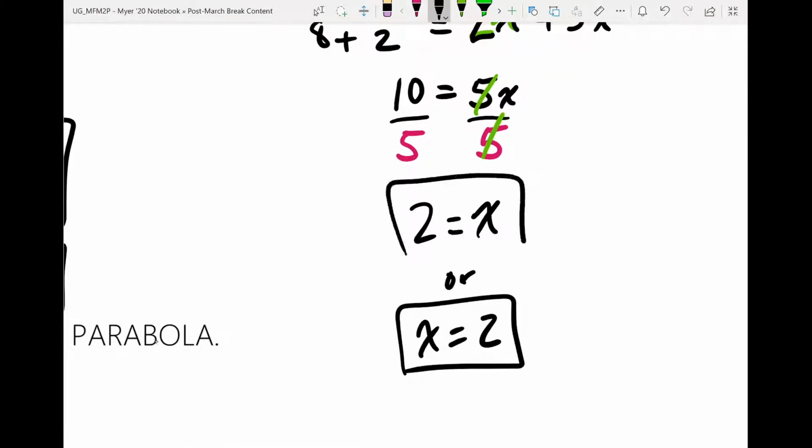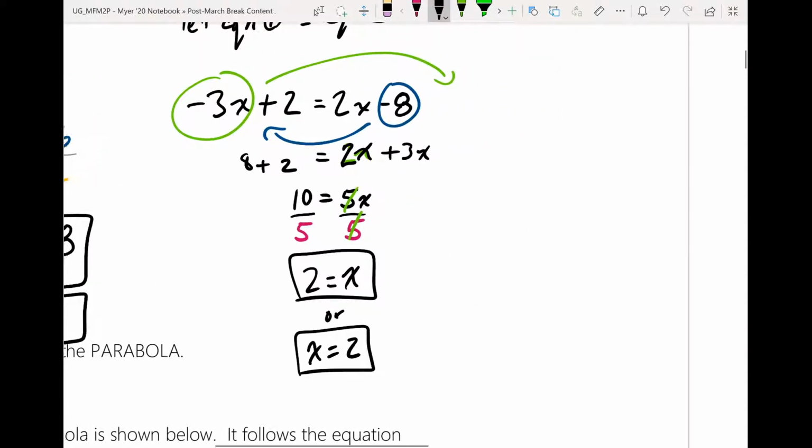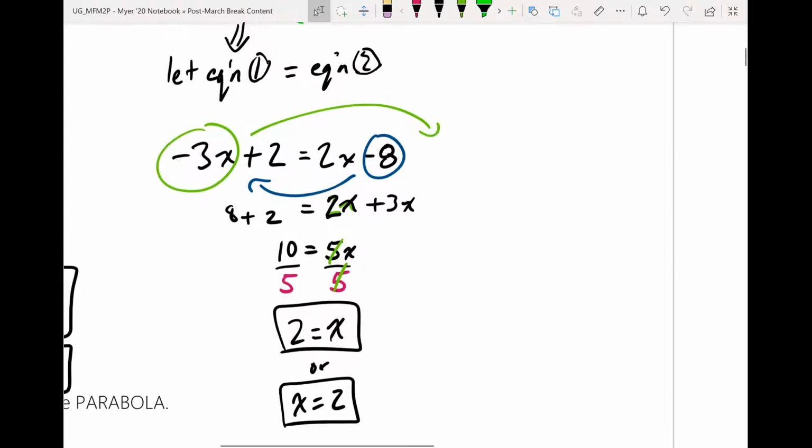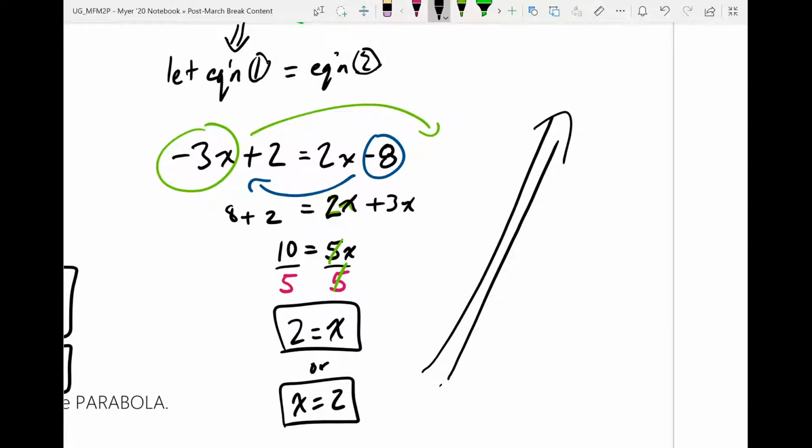It's the same thing. All right, so when we have an x value, basically what we're doing is solving for the point of intersection, so we're getting coordinates. So if we know the x value, we need to solve for the y value now.